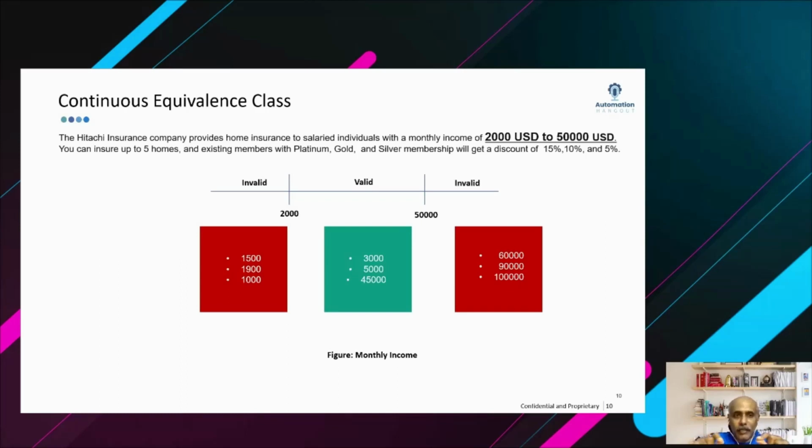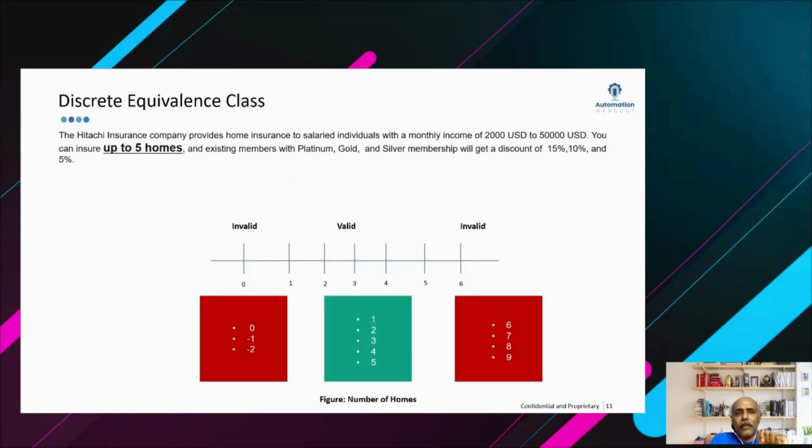And in this case, since it's a range, it's called a continuous equivalence class, because we're dealing with a range of numbers. Your second type of equivalence class is the discrete number. In this case, I would pick the number of homes that I have. So not a continuous number like a salary, it's something that you can count. I can count the number of homes that I have. So it's called a discrete equivalence class.